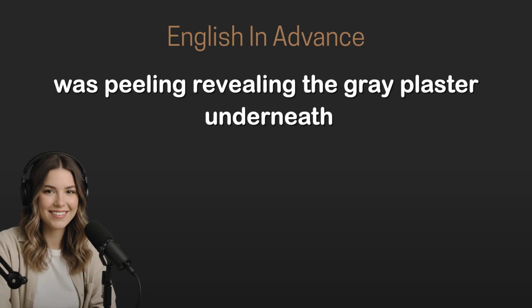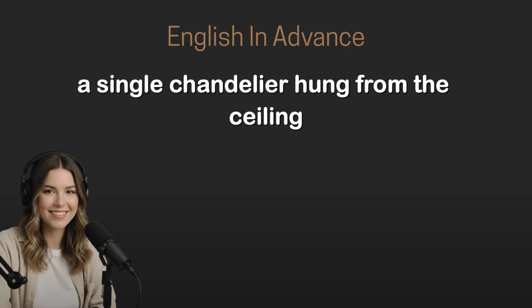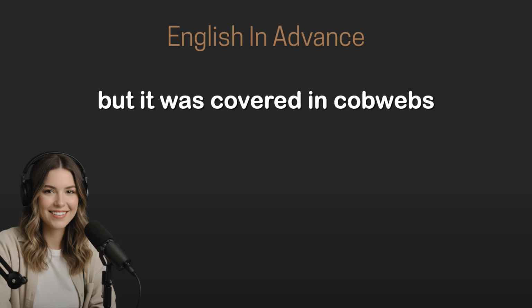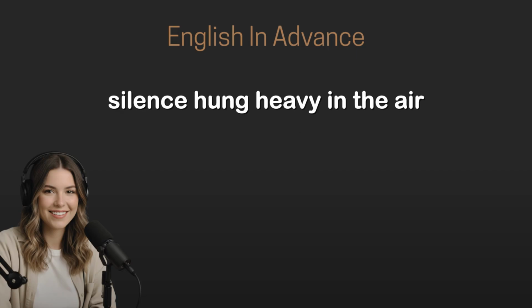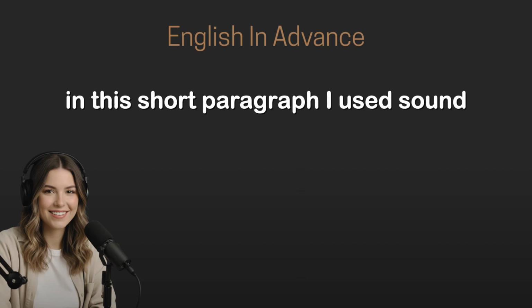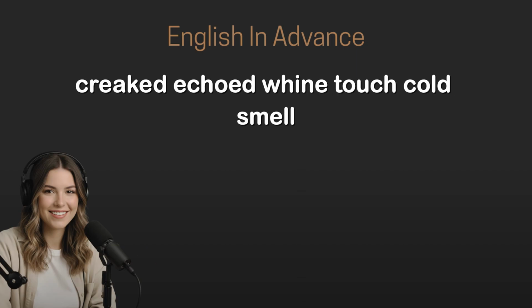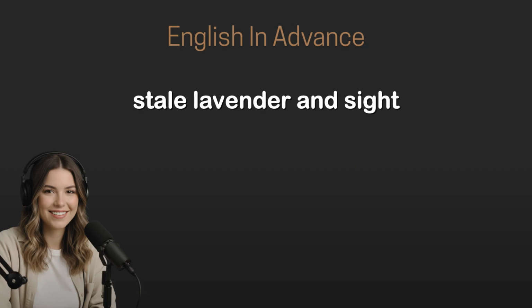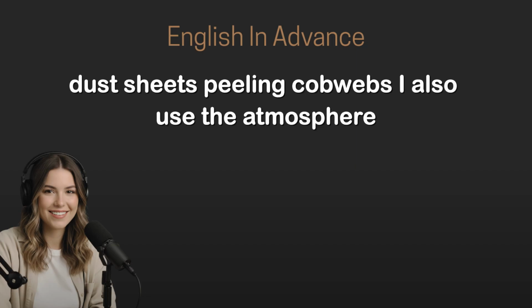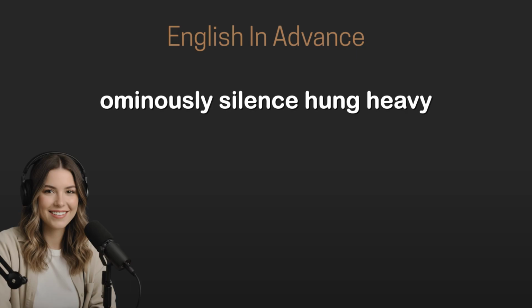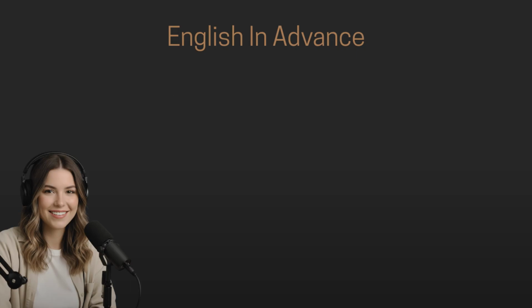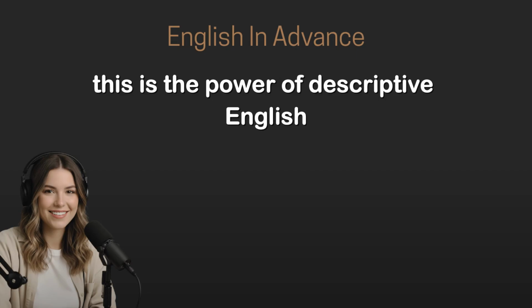The wallpaper was peeling, revealing the gray plaster underneath. A single chandelier hung from the ceiling, but it was covered in cobwebs. Silence hung heavy in the air. In this short paragraph, I used sound: creaked, echoed, whine. Touch: cold. Smell: stale, lavender. And sight: dust sheets, peeling, cobwebs. I also used the atmosphere. Ominously, silence hung heavy. This is the power of descriptive English.